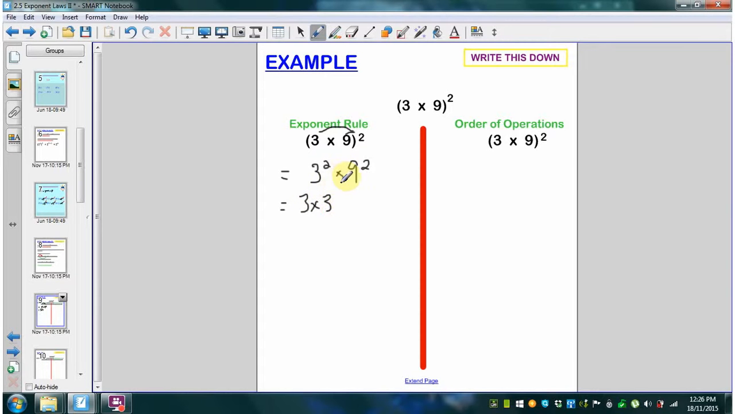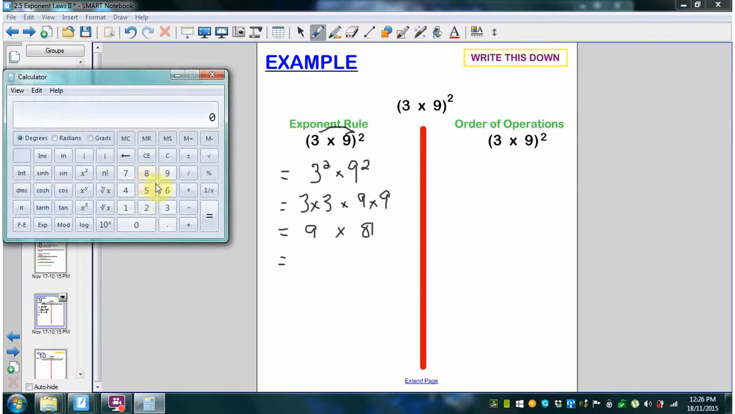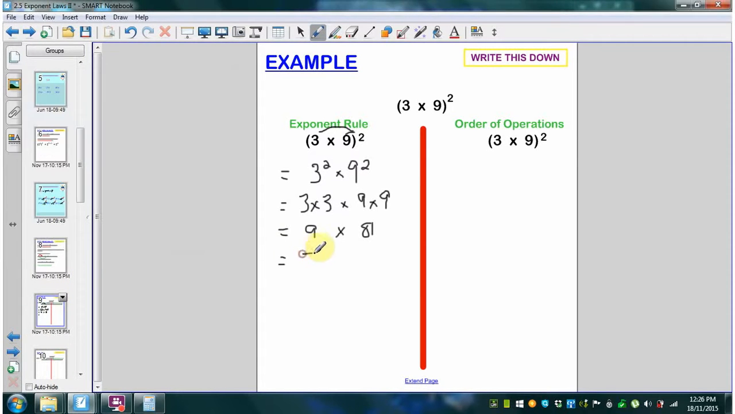Okay, and then we bring down our times. 9 squared is 9 times itself twice, or 9 times 9. Okay, 3 times 3 is 9. 9 times 9 is 81. And I just brought down my multiplication sign. So now we have 9 times 81. And then I'm going to pop up my calculator. 9 times 81 equals 729.